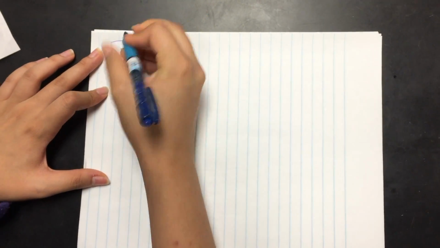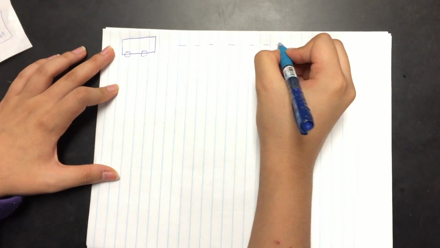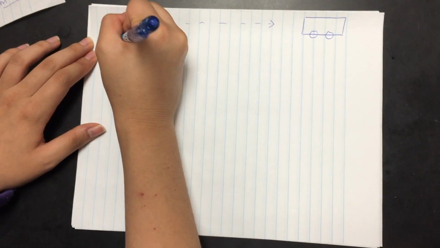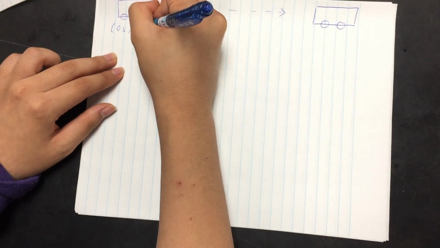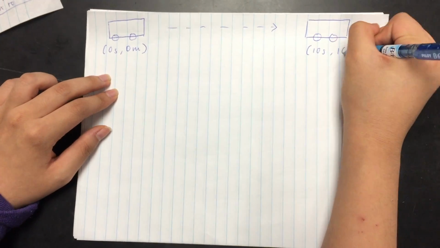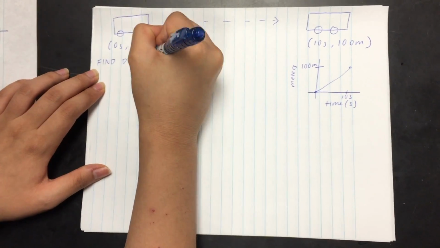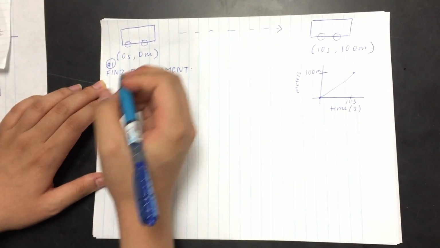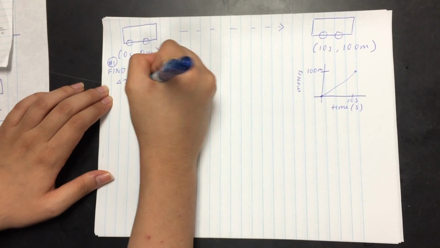Today we will be showing you 6 different model equations that describe motion. Here I am drawing a vehicle that has traveled 0 meters at 0 seconds. 10 seconds later it has traveled 100 meters. The first model equation we will be finding is displacement. The model equation for this is delta x equals final minus initial.